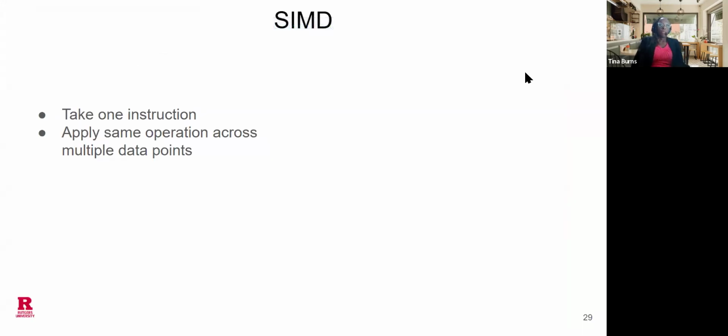For your SIMD, you take one instruction and apply the same operation across multiple data points. A good example of that is, let's say I want to add something to a register, or add multiple items to my data. I can use this process for that, right?